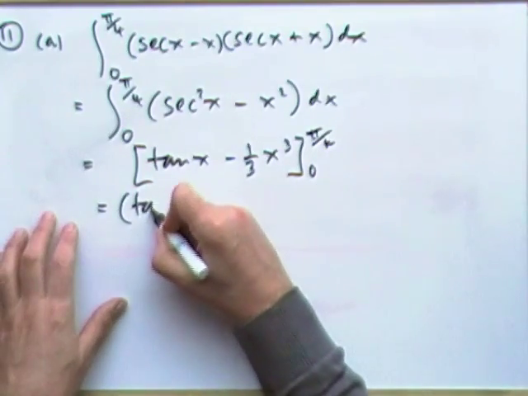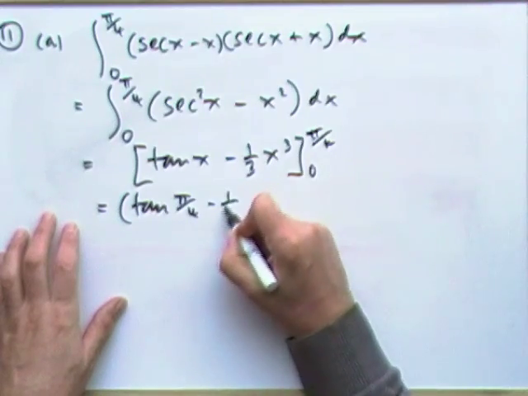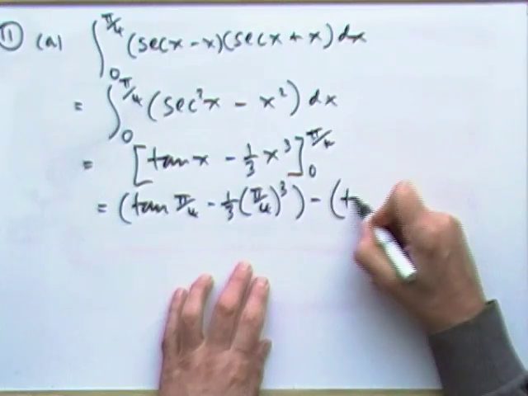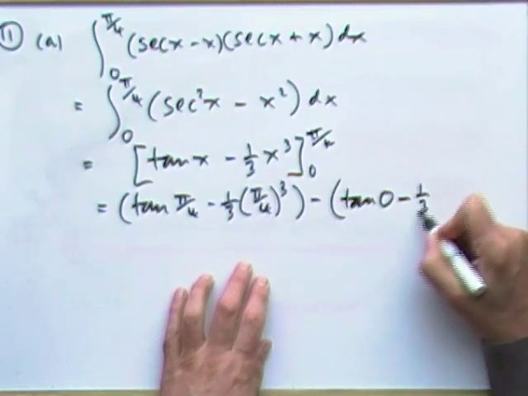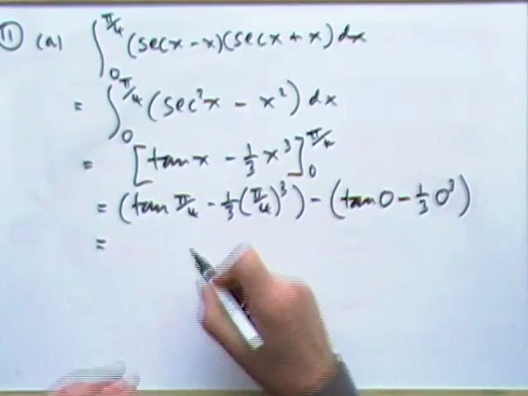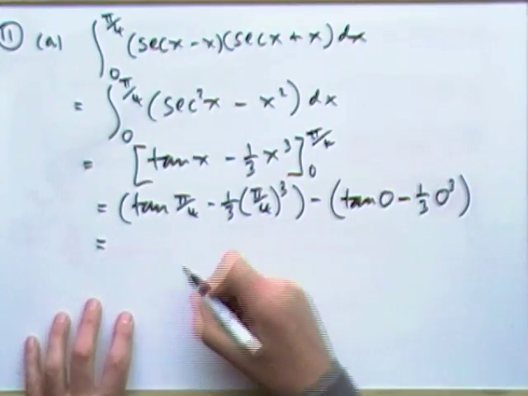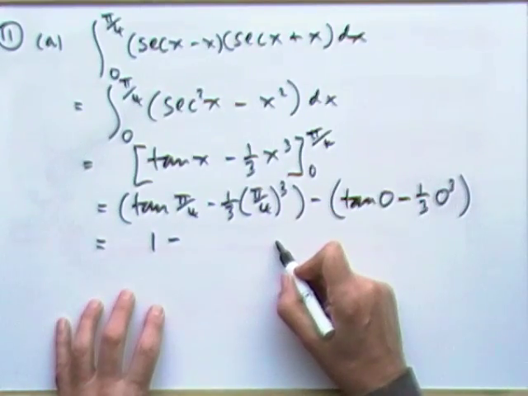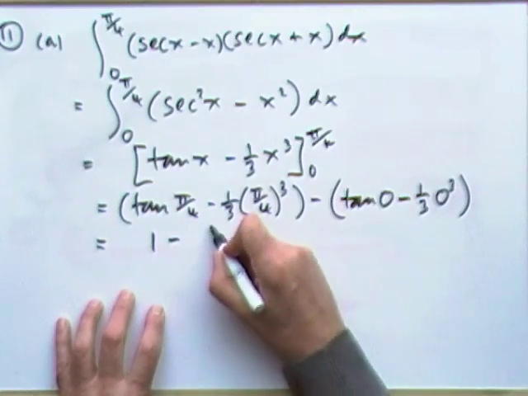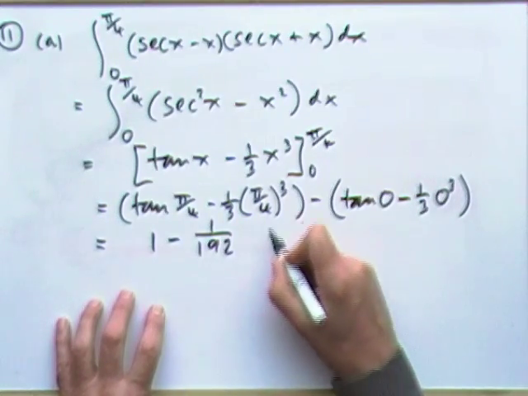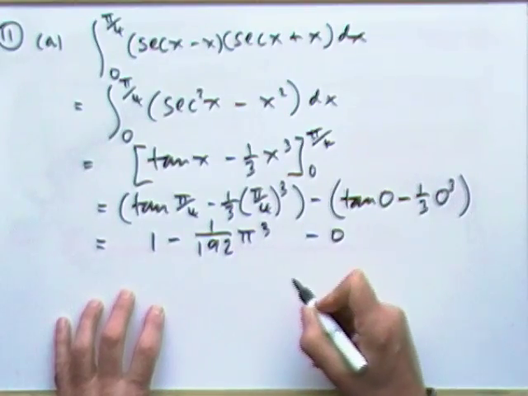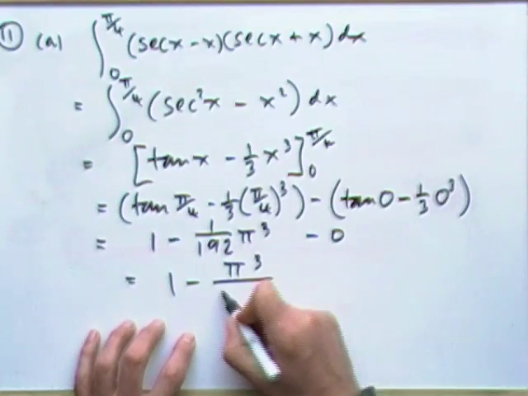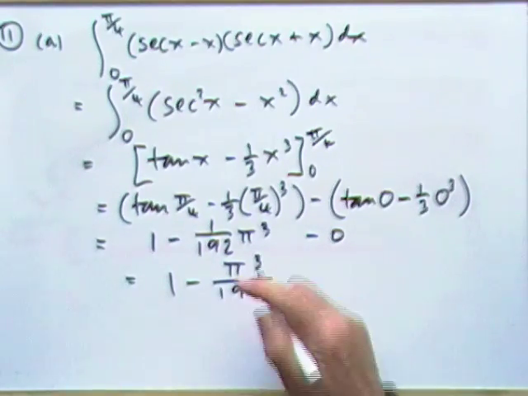Spell that out if you will. So that's going to be tan pi upon 4 minus 1/3 of pi upon 4 cubed, big denominator, minus tan 0 minus 1/3 of 0 cubed, that whole part is going to be 0. Well, you know that one anyway. The tan of 45, that's 1. So that's 1 minus, and that's going to be 64, so it's 1/3 of 64, 3 times 64 is 192, so 1 over 192 pi cubed minus 0. Will that do? Will it break? 1 minus pi cubed over 192. No, I prefer the way it was.